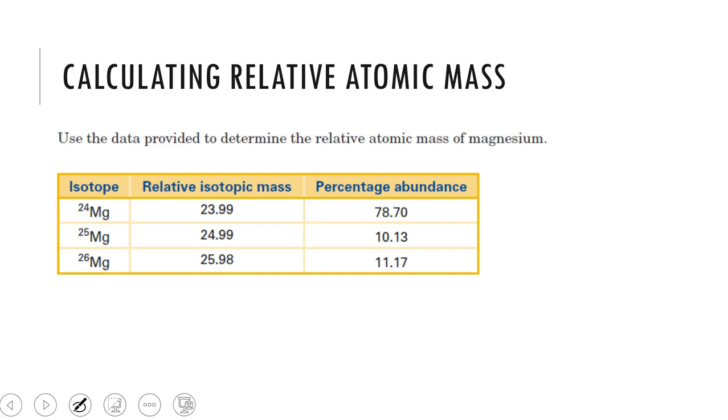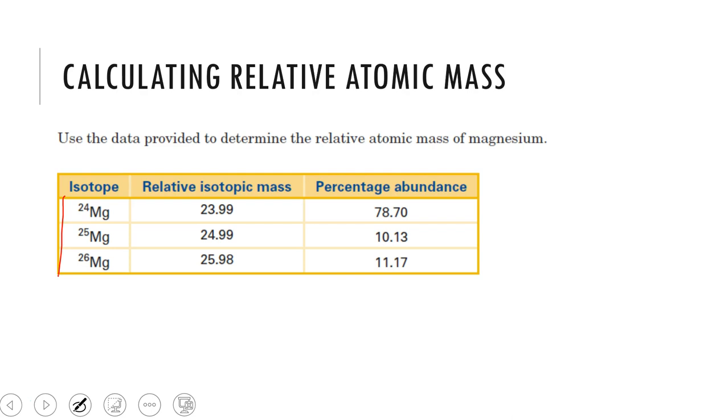So for our first example here, we're looking at magnesium. From this, we can see that we've been provided data rather than a mass spectrum. In this case, we've been given data for each of 3 isotopes of magnesium, magnesium 24, 25, and 26. We've been given the actual relative isotopic masses, so the exact relative mass of each isotope, along with their percentage abundance, and this would have been obtained from a mass spectrum.